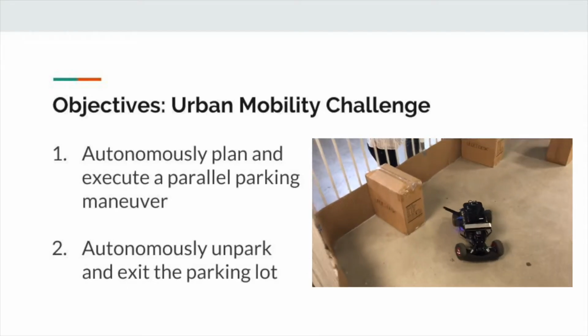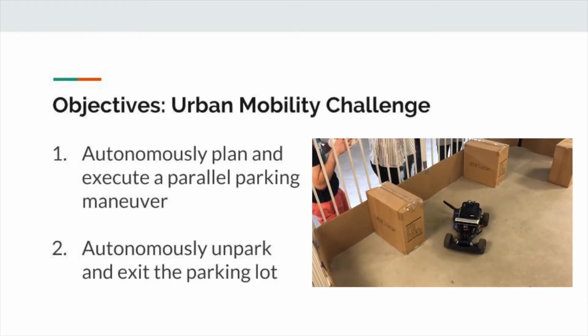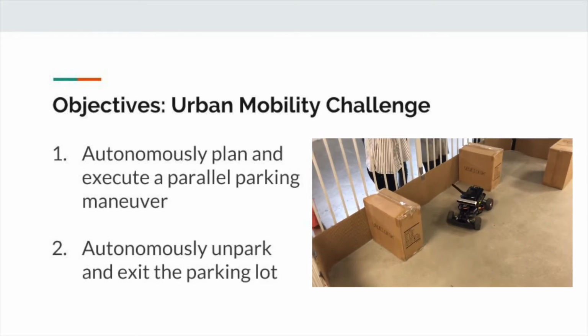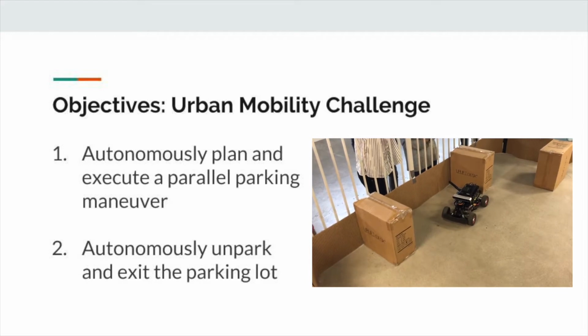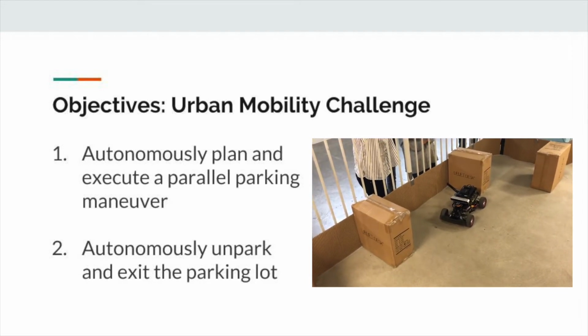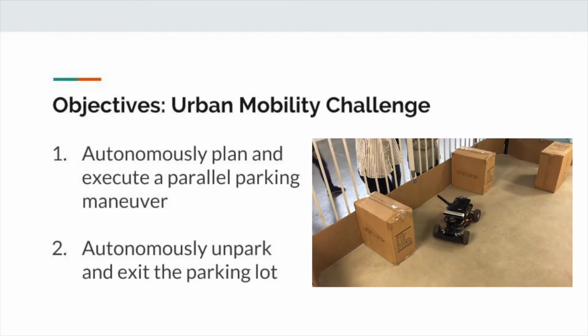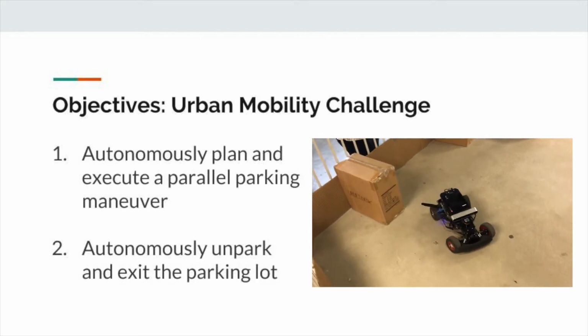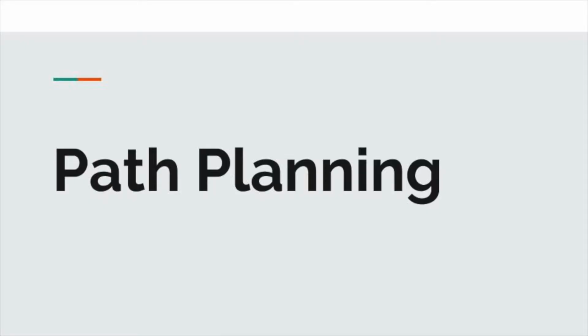The goal of the Urban Mobility Challenge is to autonomously plan and execute a parallel parking maneuver and unpark and exit the parking lot. The algorithm must be able to execute this plan and maneuver while avoiding collisions within the allotted 2 minutes in order to be successful. First, we will give a technical overview of how we implemented the path planning algorithm.